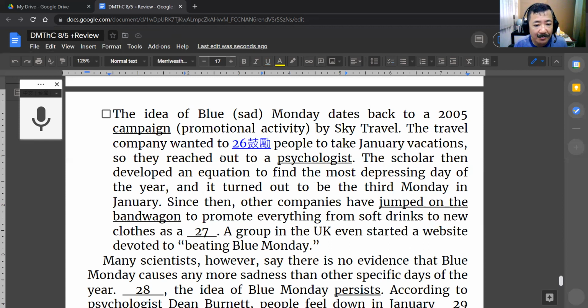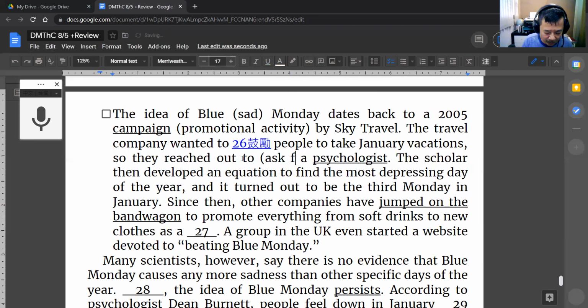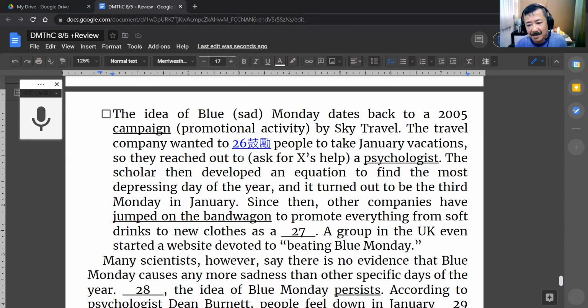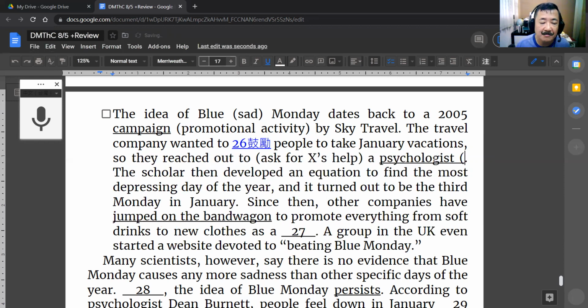So they reached out to a psychologist. So they contacted, 他们联络, right? They reached out. They asked for his help. So when you reach out to somebody, you ask for that person's help. Okay? So they asked for a psychologist's help. A psychologist, of course, is a 心理医生, huh? Right? 心理医师.